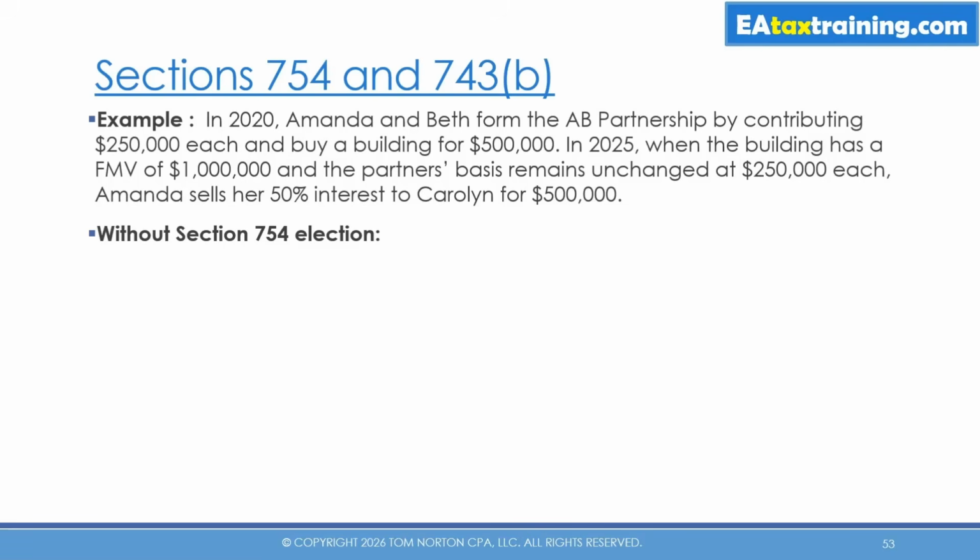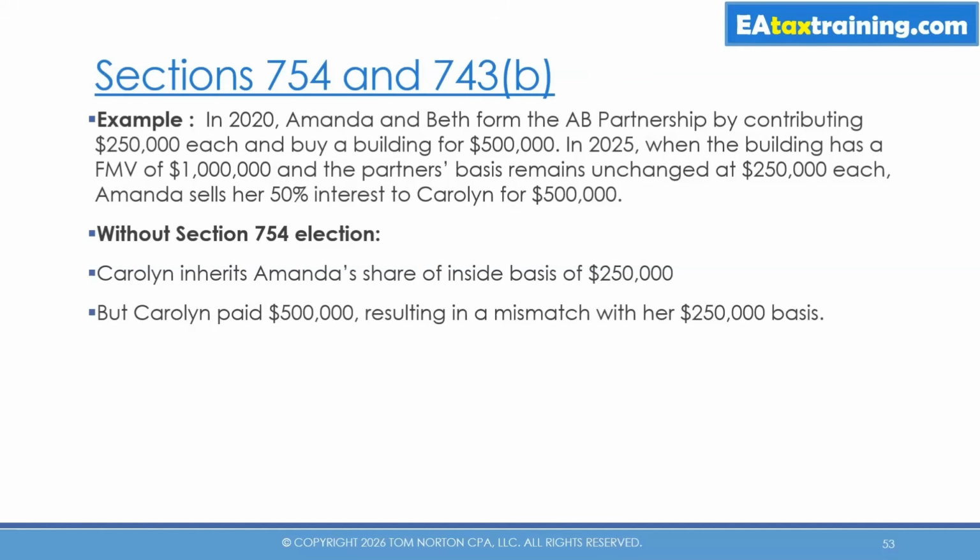So if there's no Section 754 election in place, what happens? Carolyn inherits Amanda's share of the inside basis of $250,000. So the partnership's basis in the building is $500,000. Half of that is $250,000. So when Carolyn buys into the partnership, she inherits that $250,000 inside basis of that building. But she paid $500,000 for it. Because the building was worth $1 million, she paid $500,000 for her interest in the partnership. But now her inside basis of that building is only $250,000.